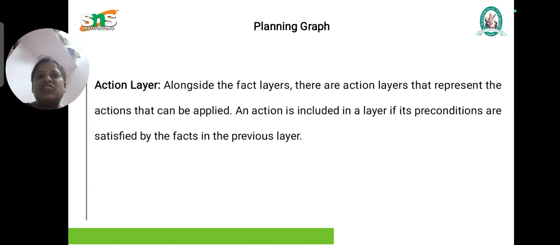Next, the action layer. Alongside the fact layer, there are action layers that represent the actions that can be applied. An action is included in a layer if its preconditions are satisfied by the facts in the previous layer.